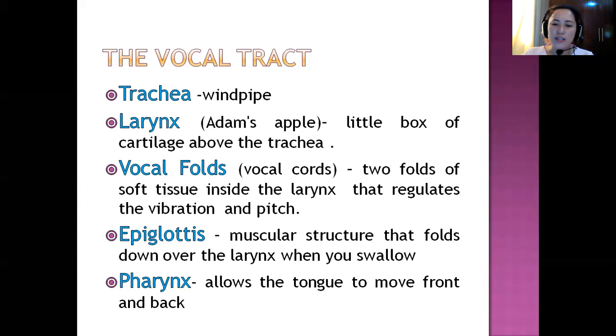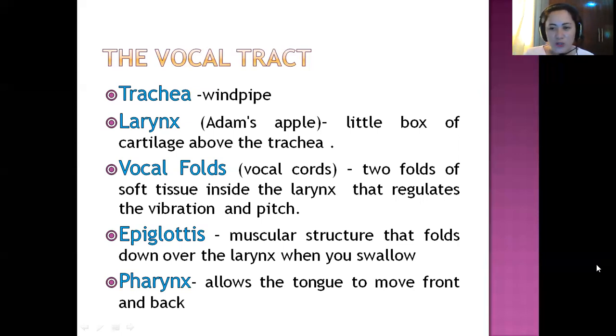Otherwise, without this, we will be choked. For example, the epiglottis is a muscular structure that folds down over the larynx when you swallow, in order to prevent food from entering your lungs. So that's why we will not be choked.